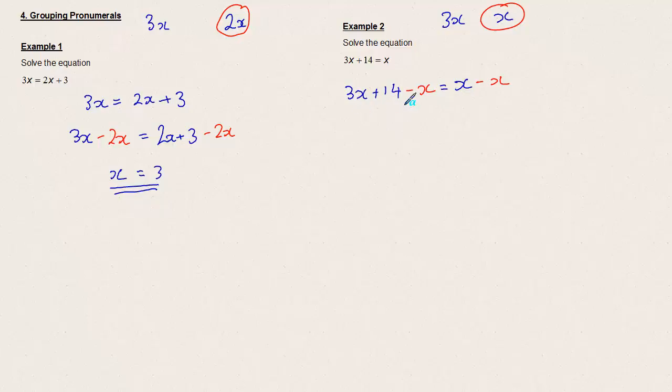And that leaves me with 2 x's and a plus 14. And over here, I just get left with nothing because x take away x is 0. So how do we solve this? We've seen this lots of times before. Let's subtract 14 from both sides.